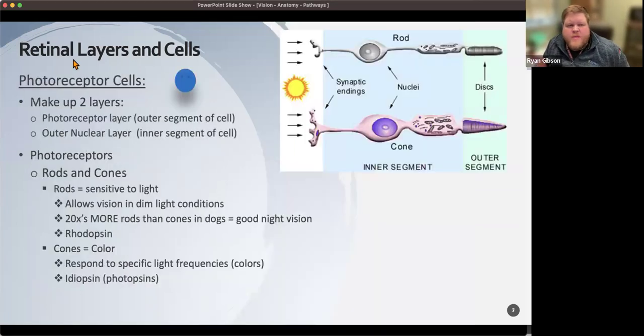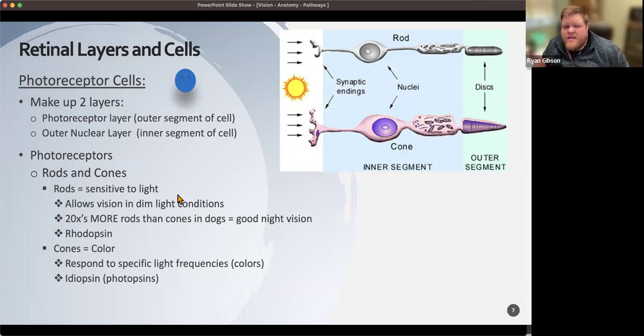So then we have what is probably the most important layer. All right. This is the photoreceptor cells. And this actually makes up our photoreceptor layer and our outer nuclear layer. So these rods and cones make up two layers of the retina. So the photoreceptors are going to be this outer segment. And this outer segment is made up of either rods or cones.